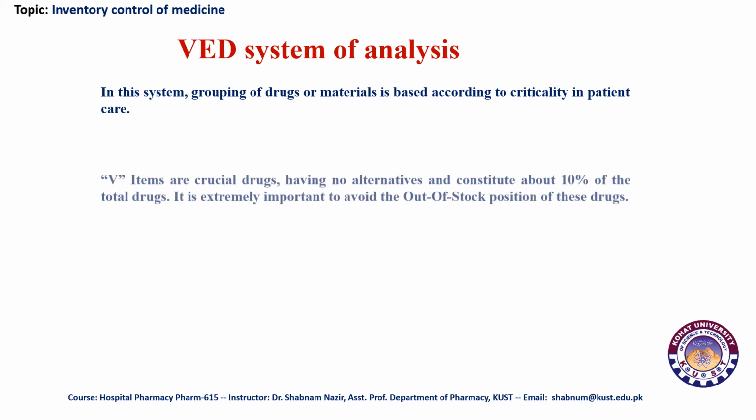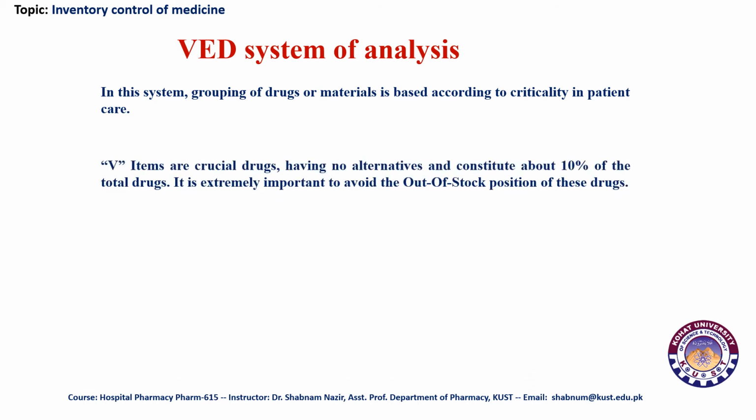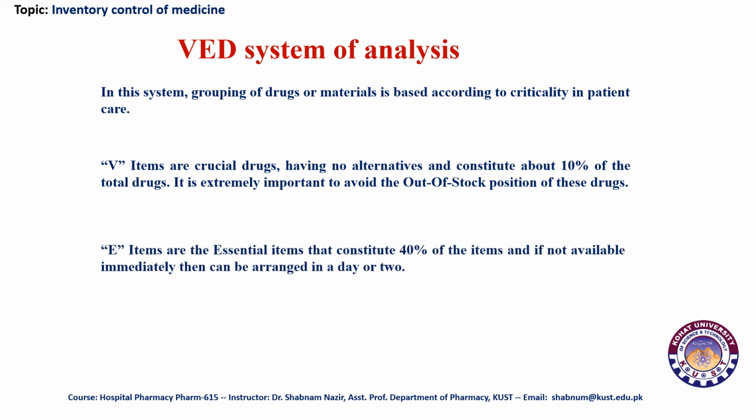V items are the crucial drugs having no alternatives and constitute about 10% of the total drugs. It is extremely important to avoid the out of stock position of these drugs. E items are the essential items that constitute 40% of the items and if not available immediately, they can be arranged in a day or two.